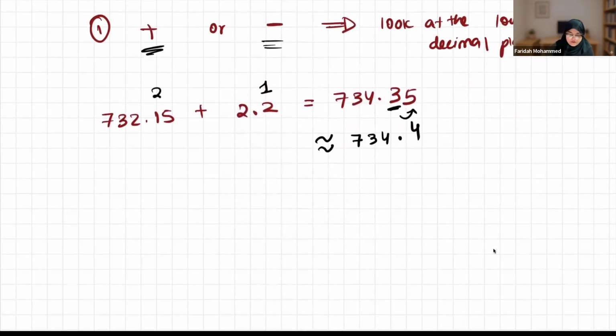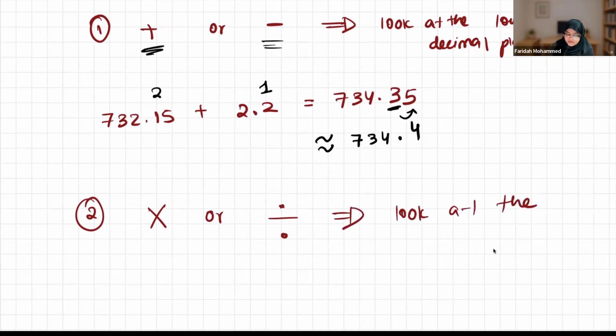So for multiplication or division, what do you look at? The lowest, guess what? The thing that we learned yesterday, significant figures. Okay, you're going to look at the lowest significant figures. Make sense?